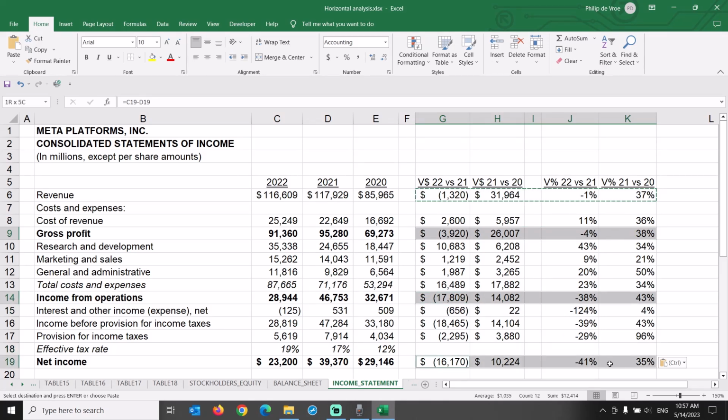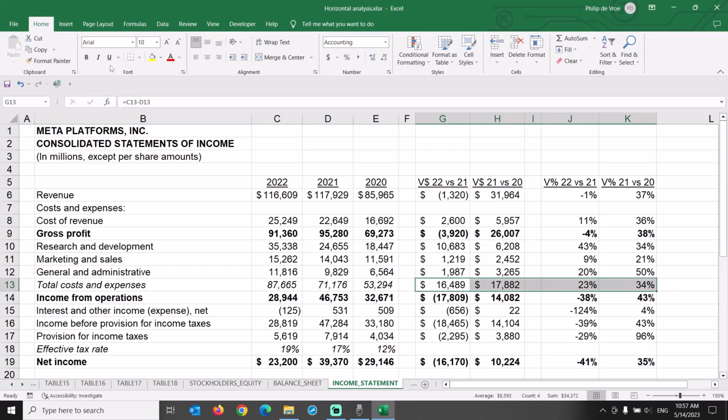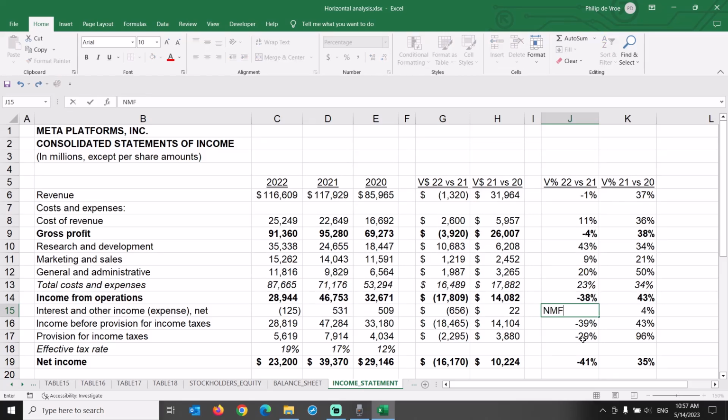Just like in the example of horizontal analysis of the balance sheet, there is a percentage in cell J15 that does not make a lot of sense. So let's put NMF for not meaningful in there.